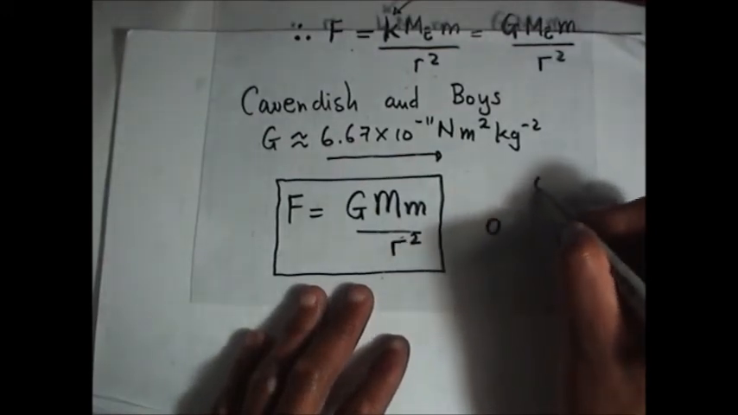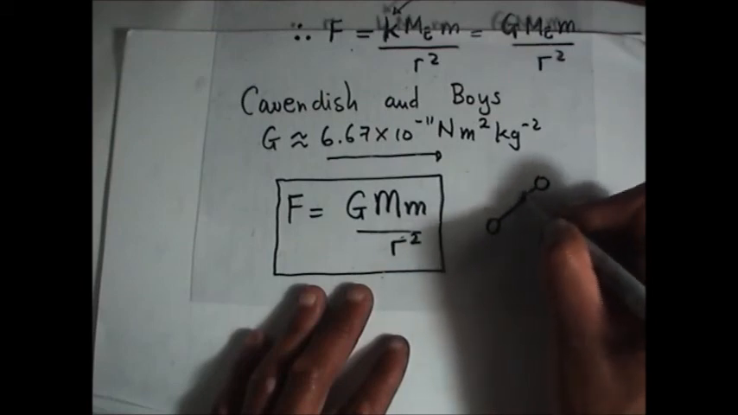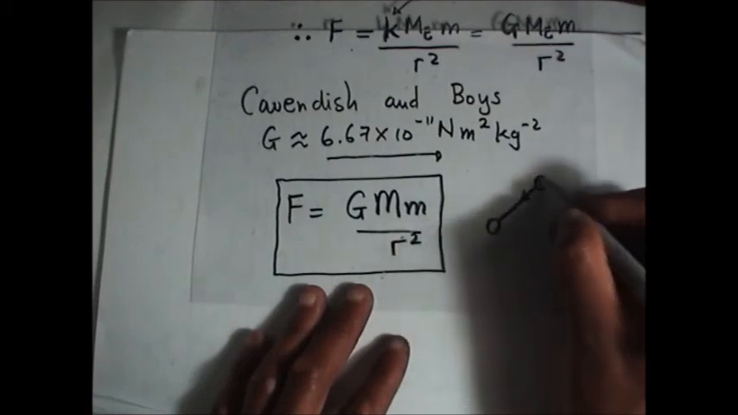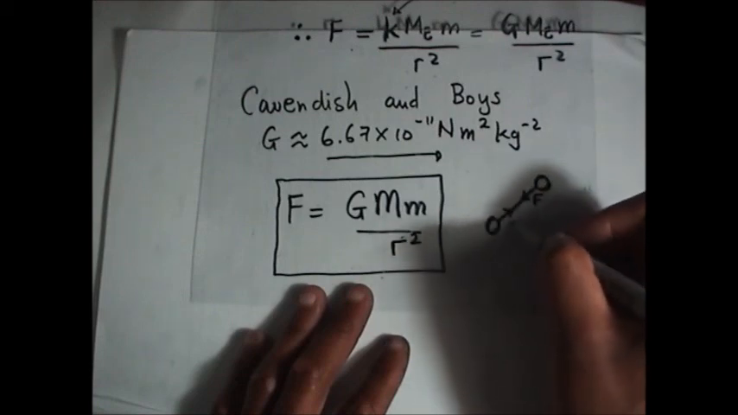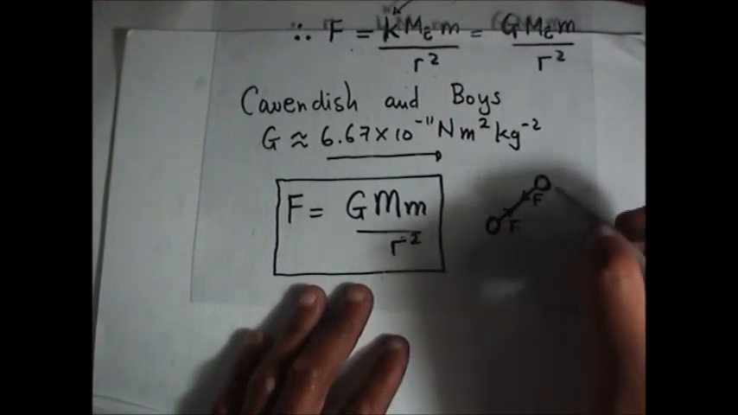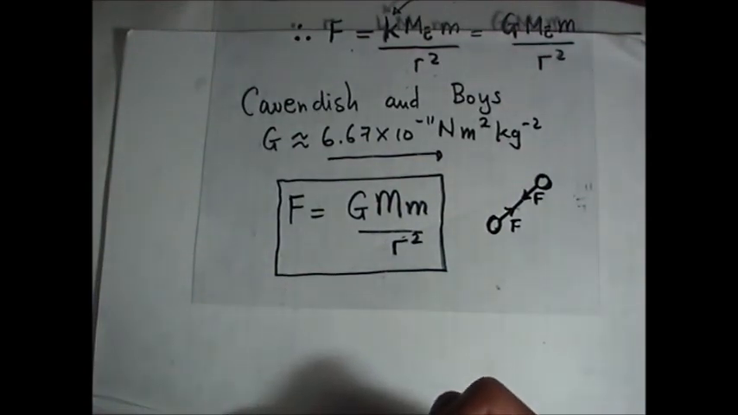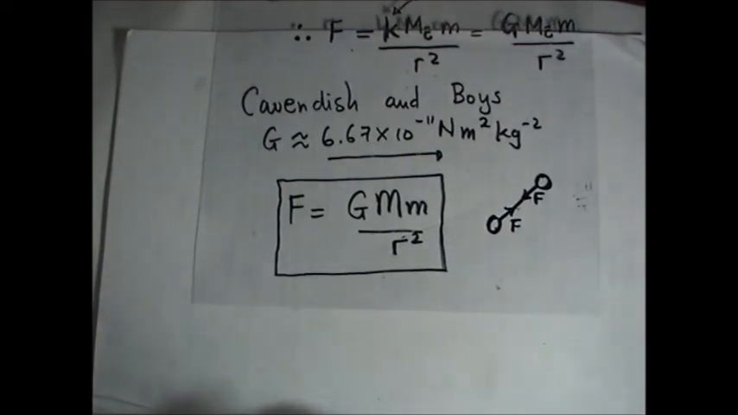If the two particles are like this, the force of attraction will be on the line joining the two particles. The force on this particle due to this particle will be here, and the force on this particle due to this one will be on that side, and they are equal and opposite due to Newton's third law of motion. In the next couple of videos, we are going to get into examples to see how to best apply this and put all the principles together.